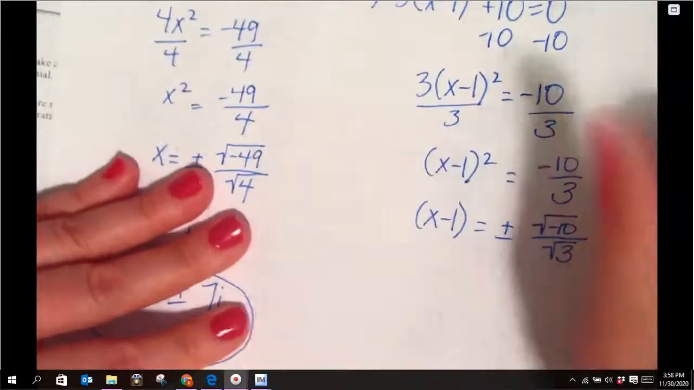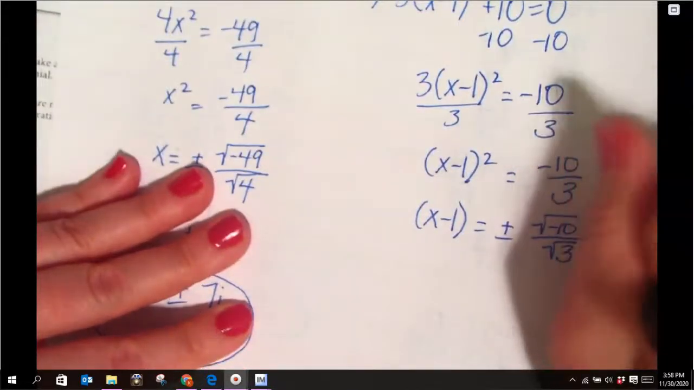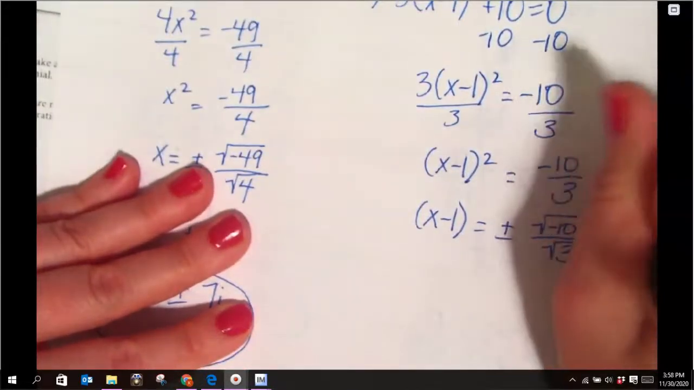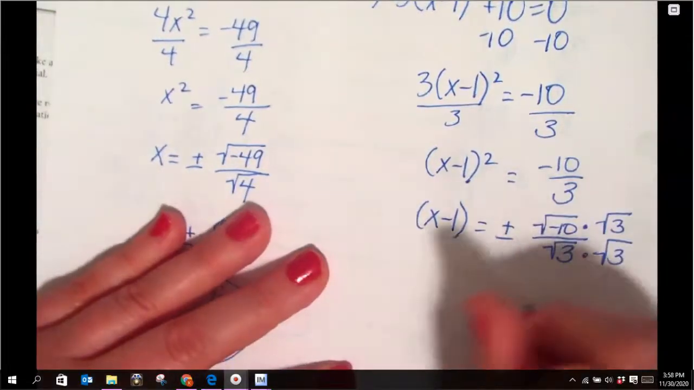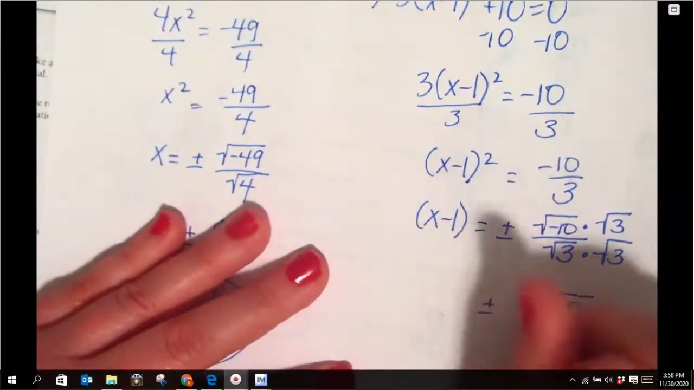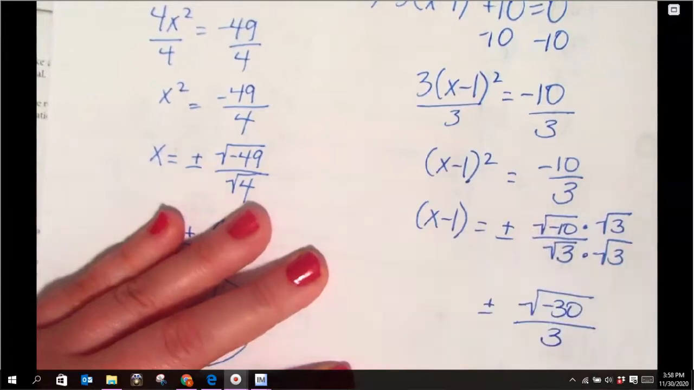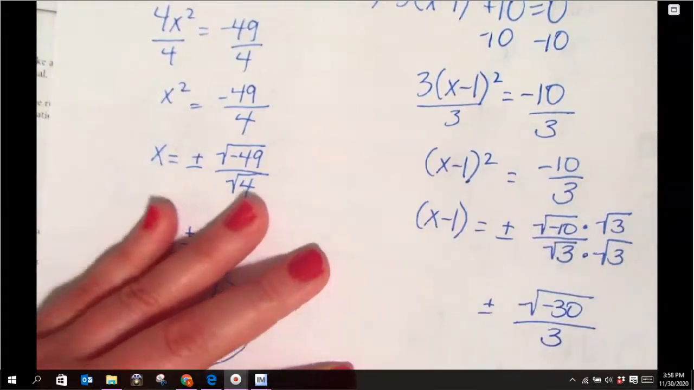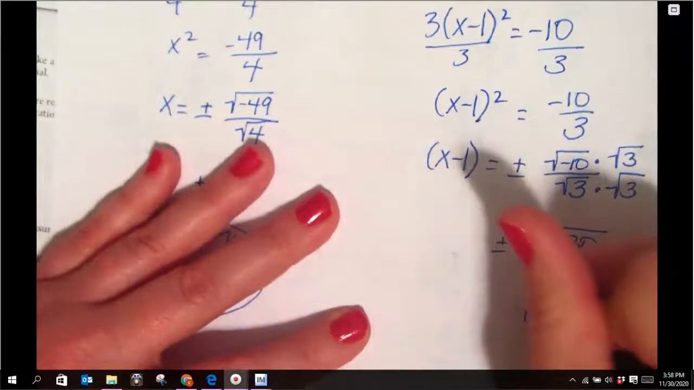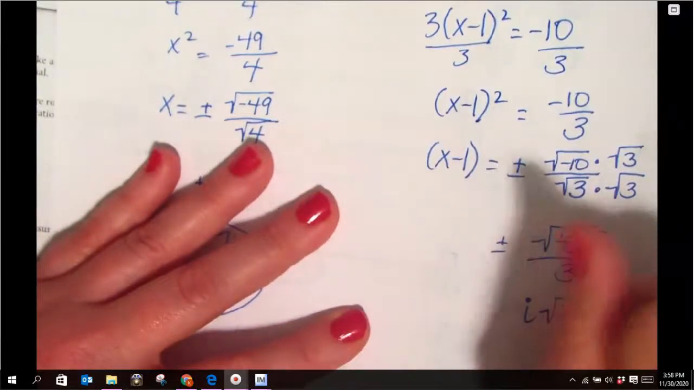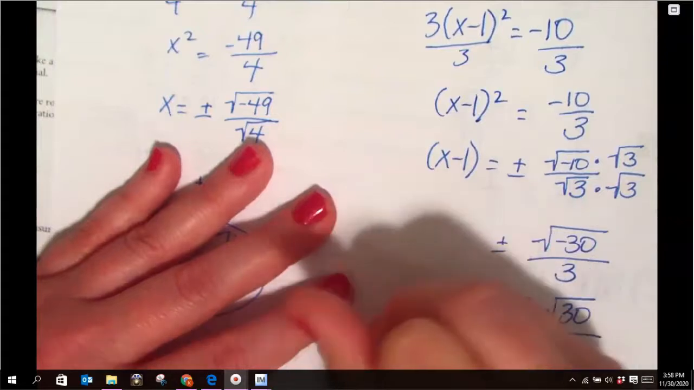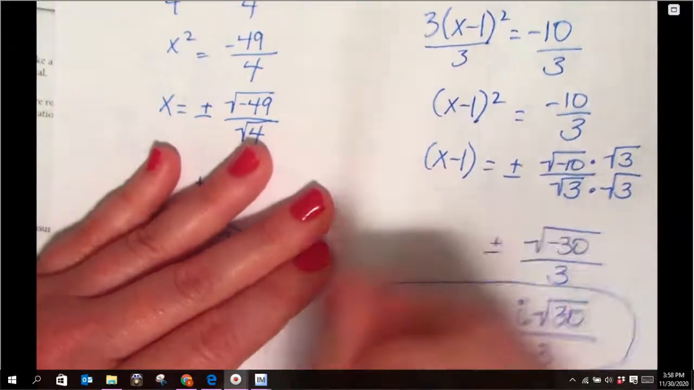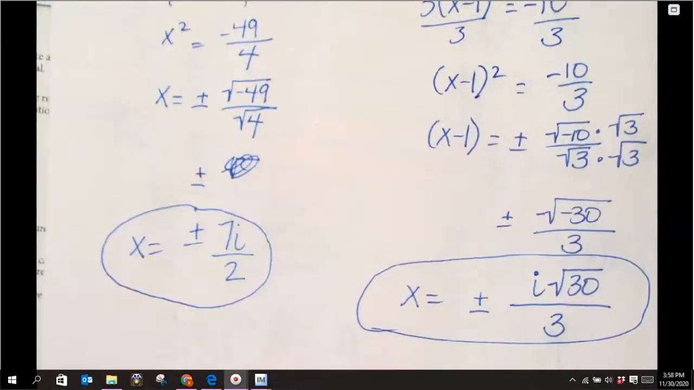I cannot leave 3 on the bottom, so I take the square root of 3 and multiply by it. That is going to give me on top the square root of negative 30, and on the bottom it just gives me 3. Now 30 again does not have a perfect square in it, but I do want to take out the i, then leave 30 in the house, 3 on the outside, make sure I've got my plus or minus. Alright, so that's your homework check.